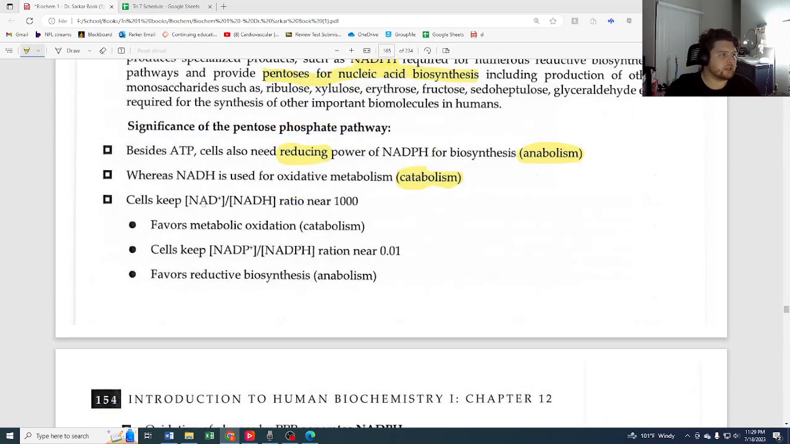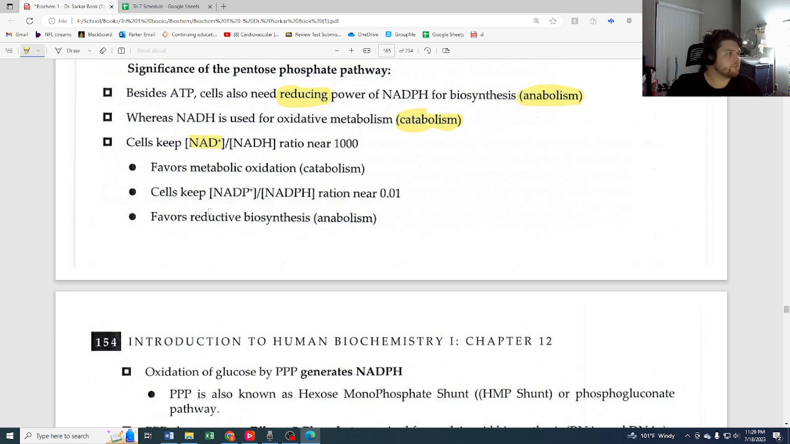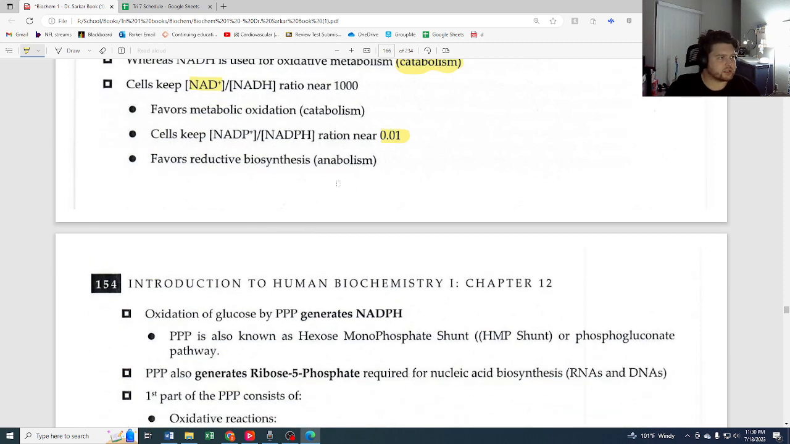So the cells keep the ratio, and remember these brackets mean concentration. The concentration of NAD plus to NADH is near 1,000. That means that we typically have a 1,000 to 1 ratio of NAD plus. This favors metabolic oxidation. The cells keep the NADP plus to NADPH ratio near 0.01, so a very, very different ratio comparing the two. And this favors reductive biosynthesis, or anabolism.